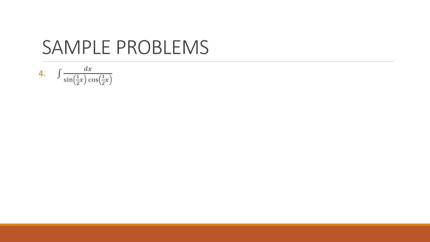Alright, number 4. This one requires another trigonometric identity. In particular, it's the double angle identity of sine. Recall lang natin, sine 2 theta equals, this is equivalent to 2 sine theta cosine theta. Tama ba? Where theta here is just a placeholder. It can be any other expression. Okay? So in this case, ang expression in question is itong 1/2 x.